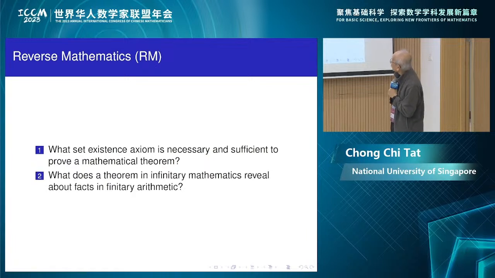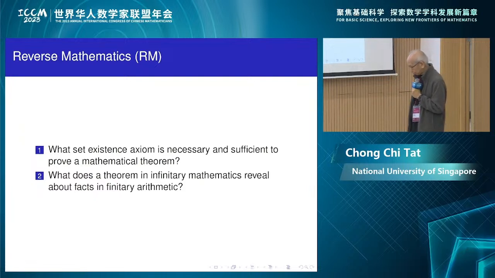The second is, well, more or less a repetition of what I said earlier. This concerns, again, proof theoretic strength. So if you have an infinite tree combinatorial principle, like Ramsey's theorem, how much does it tell us about finite tree arithmetic? Right.